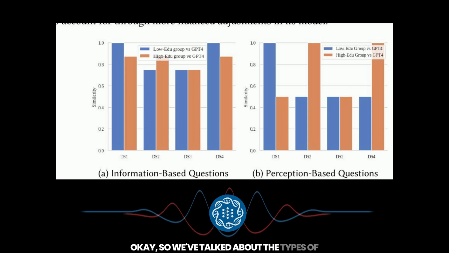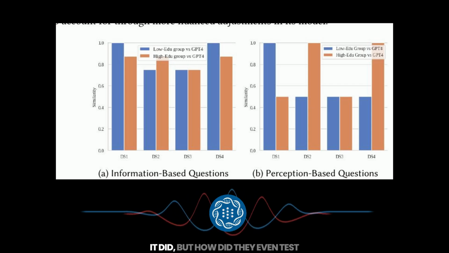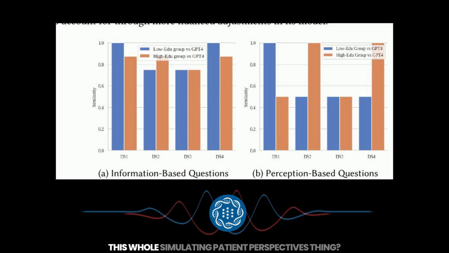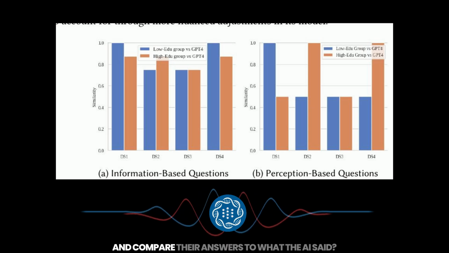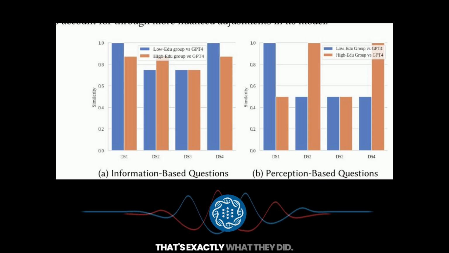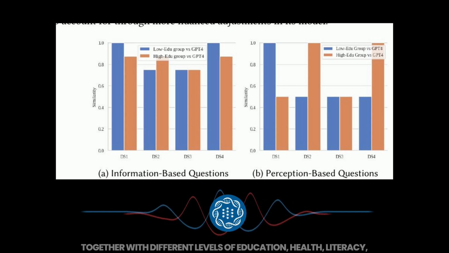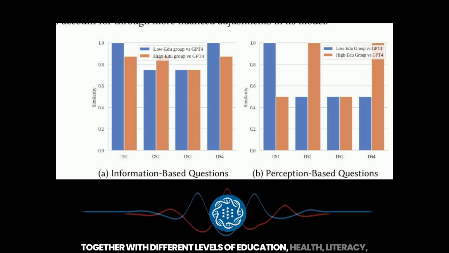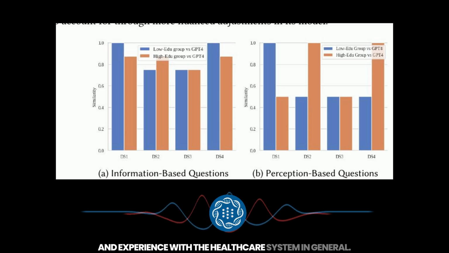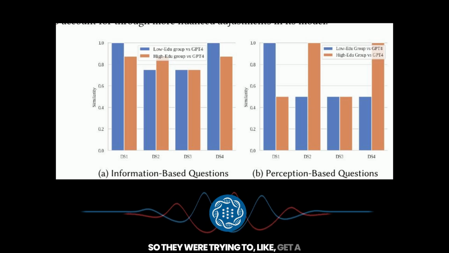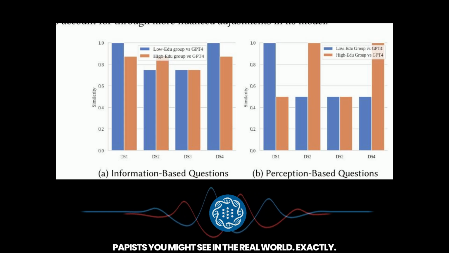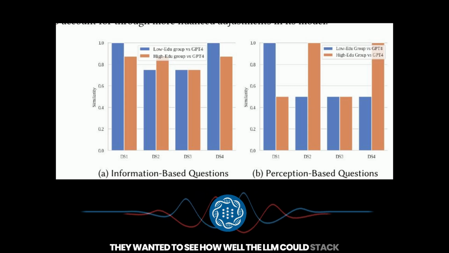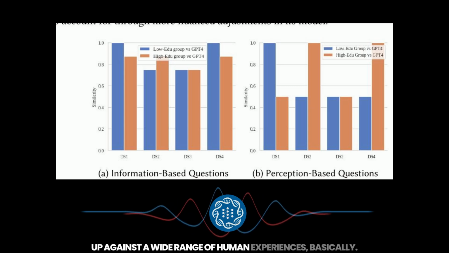Okay, so we've talked about the types of questions they asked the LLM and how well it did. But how did they even test this whole simulating patient perspectives thing? Did they round up a bunch of people and compare their answers to what the AI said? That's exactly what they did. They got a really diverse group of people together with different levels of education, health literacy, and experience with the healthcare system in general. So they were trying to get a good sample of all the different types of patients you might see in the real world. Exactly. They wanted to see how well the LLM could stack up against a wide range of human experiences.